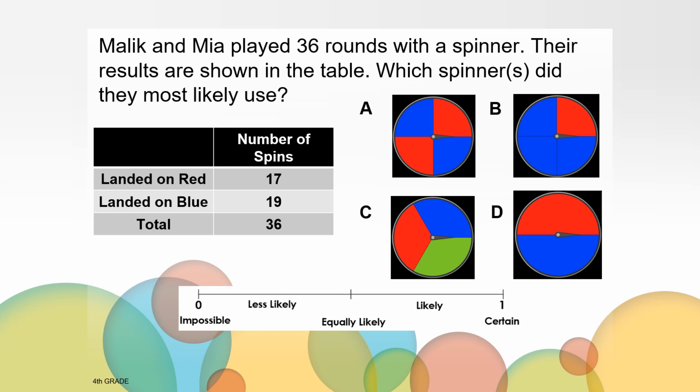Malik and Mia were playing a game using a spinner. The results of their spins are shown in the chart. Which spinner or spinners could they have been using, and how do you know? Take a moment to think and write your answer on your paper.